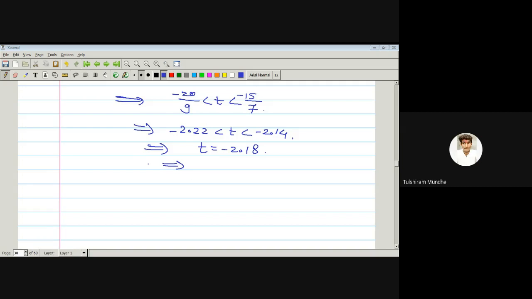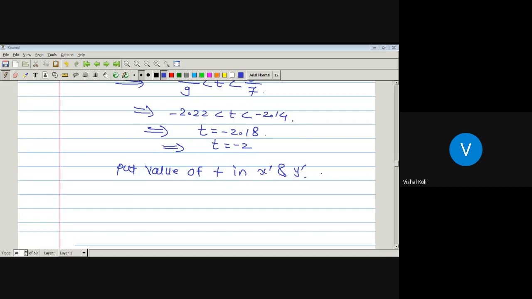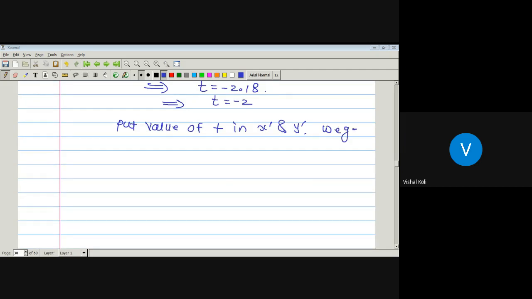Which is 2 or minus 2? Minus 2. Equal to minus 2. Put the value of t in x dash and y dash. We get x dash is x naught. X naught will be 20 plus 9t. T is minus 2, which is equal to 20 plus 9 into minus 2, which is minus 18.